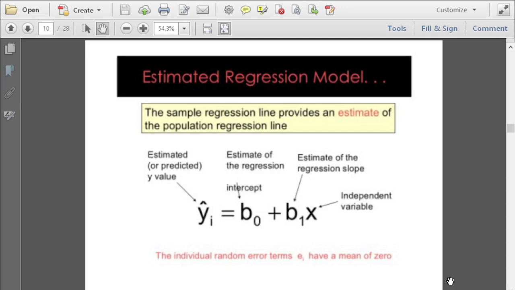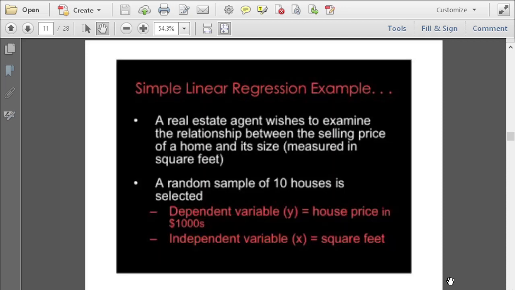And then the individual random error terms E have a mean of 0. So na siya intercepts na siya constant. Kani si B is 0. And then B1 here is the estimated regression slope or kato si M. Okay? So simple linear regression example.